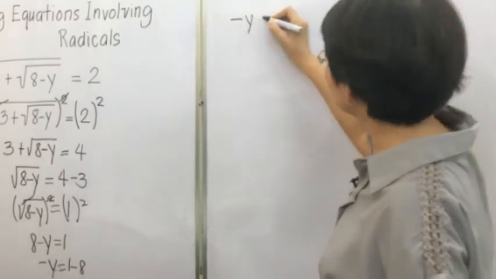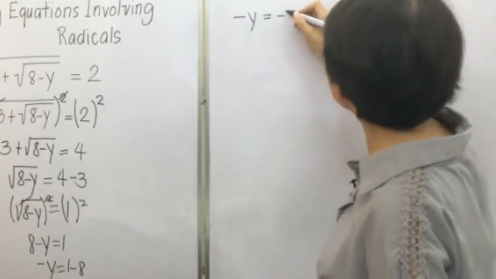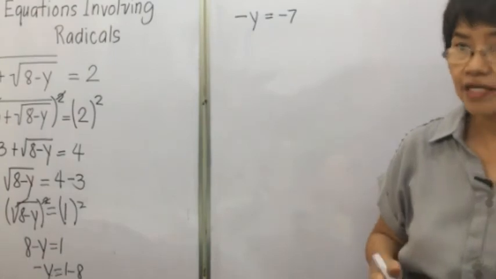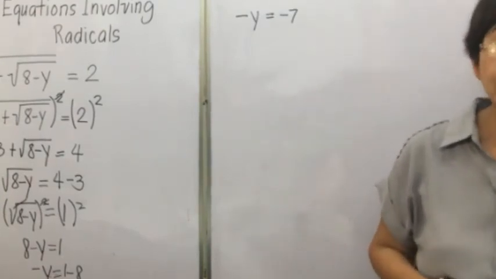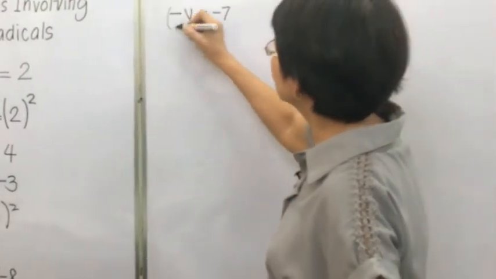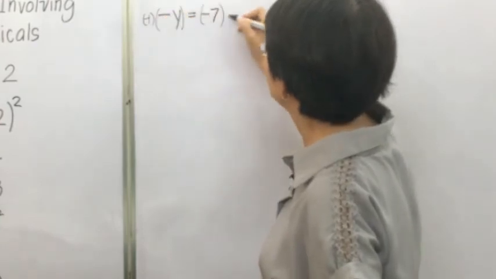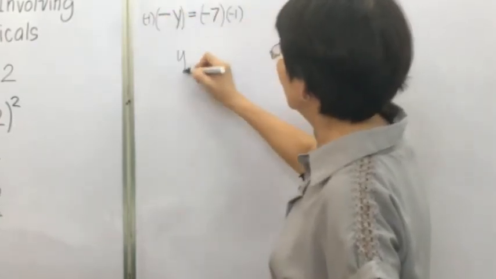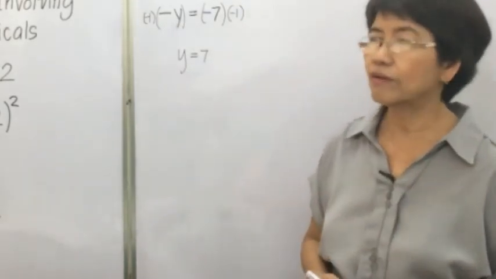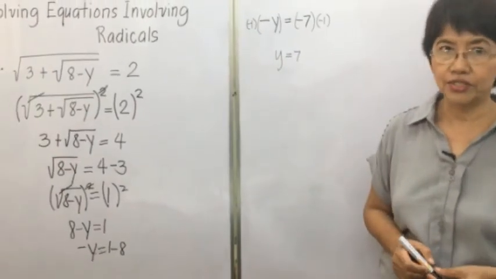So negative y is equal to negative 7. So when the variable is negative, then you simply multiply both sides by negative 1. And this becomes positive. y equals 7. Then check the value of y against the original equation.